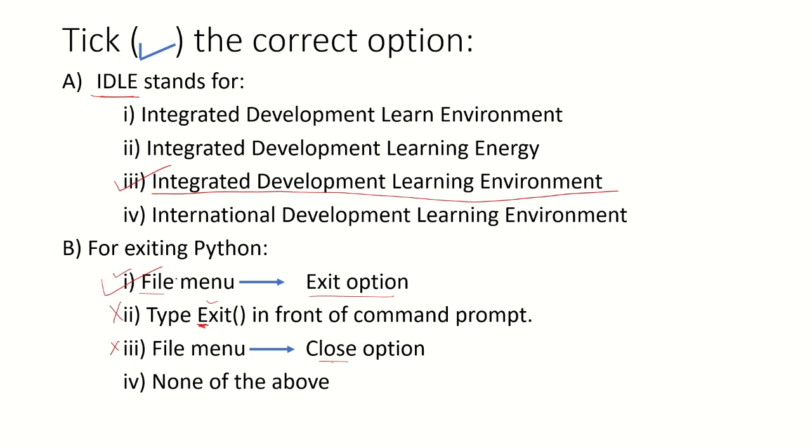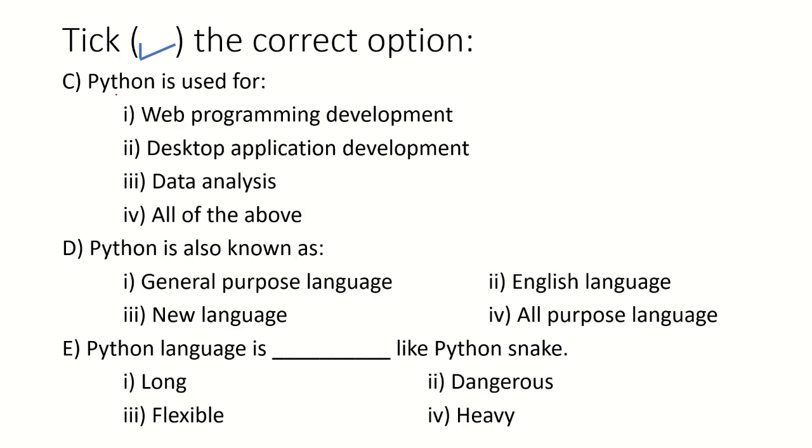Next, Python is used for web programming development, desktop application development, data analysis, all of the above. All of the above is the correct answer. Python is also known as general purpose programming language, English language, all purpose, new language. So the first one is general purpose programming language. Next, Python language is dash like Python snake. In my previous video I told you the answer. One of them is given here, that is flexible.